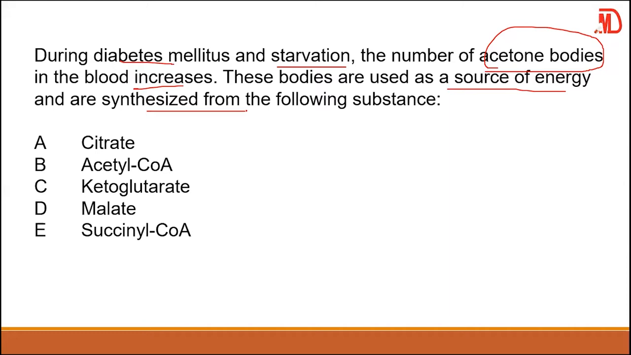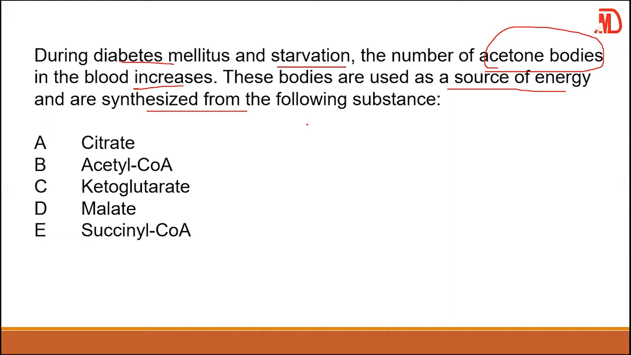So definitely over here, what we are looking for is the acetyl-CoA. So the question is, these bodies are used as a source of energy and they are synthesized from the following substances. So anytime we are having energy production, what we need to know is that acetyl-CoA must be produced eventually.